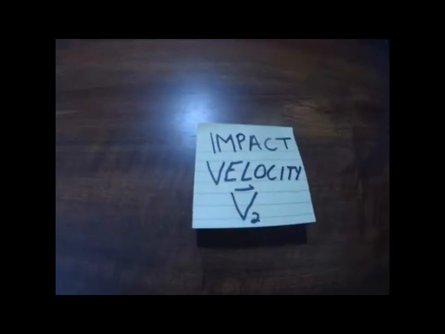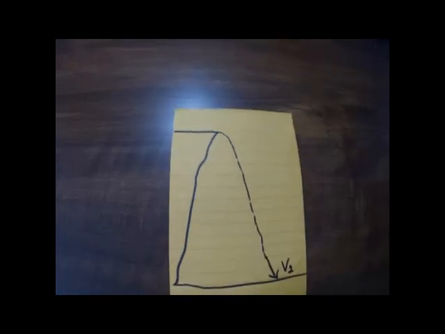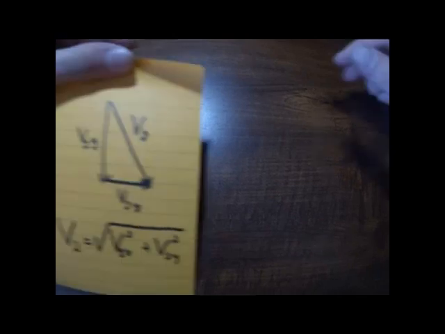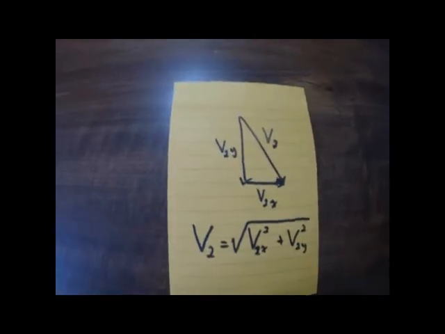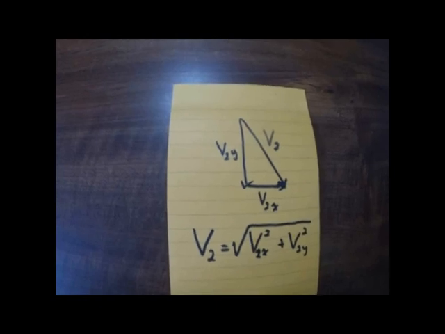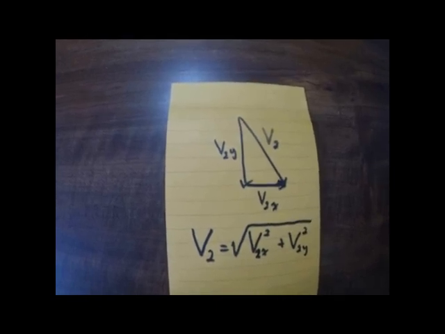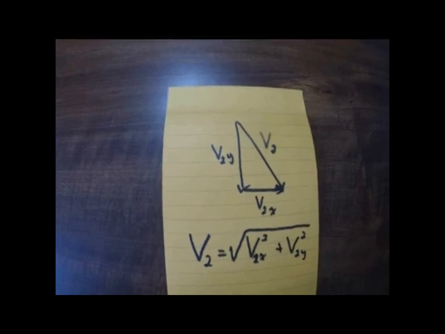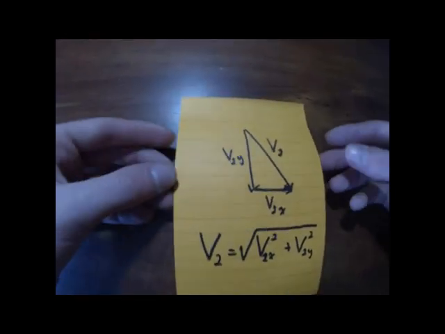Impact velocity, or v2. Here's a simple diagram of v2. We can see that it has an angle associated with it. And here's a close-up of what that v2 vector really looks like. You can see that it's made of two components, v2y and v2x. And v2 can be found using the Pythagorean theorem because a right triangle is formed with the two components.